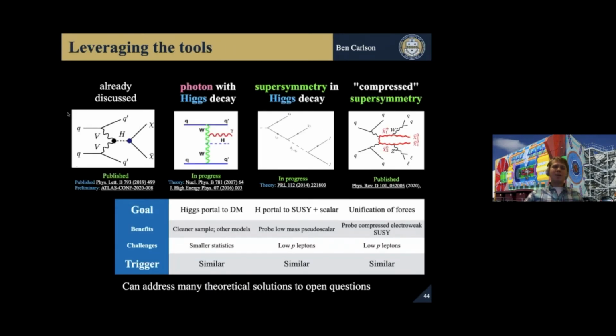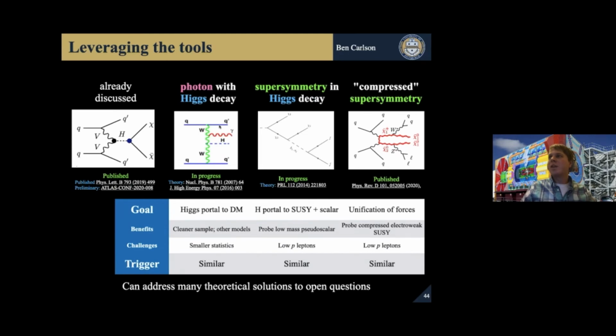So I just want to give a little bit of a plan or sketch of other things that you can do using similar kinds of tools. I've discussed what you can do with Higgs invisible decays using vector boson fusion, but there's a whole bunch of things that leverage very similar techniques.